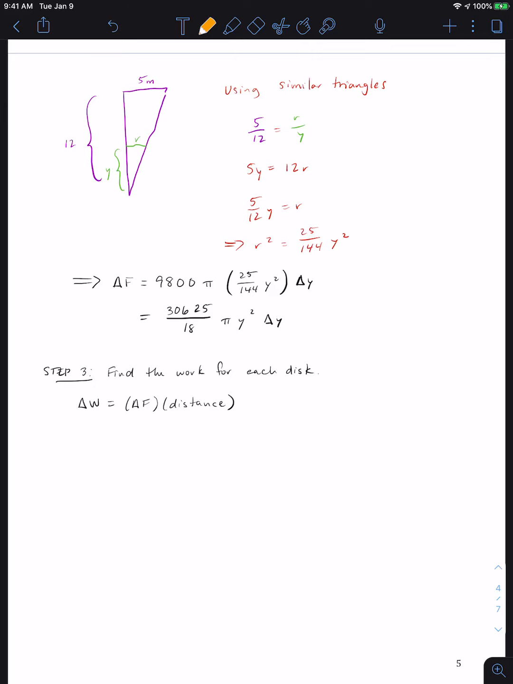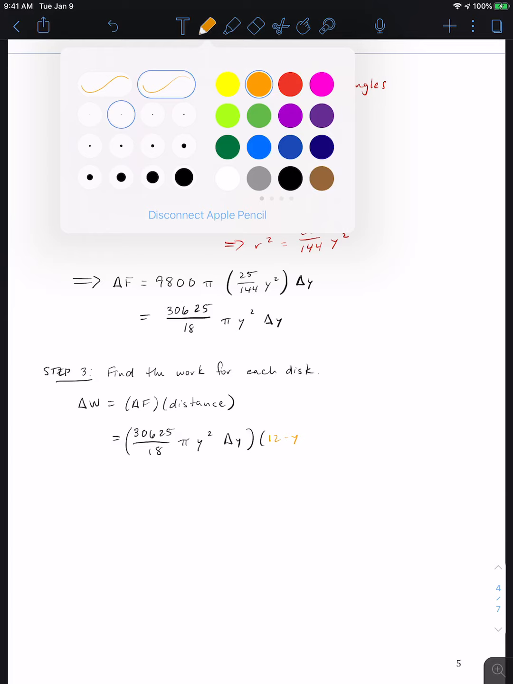Right? So here I get, in my work function, my force is 30625 over 18 pi y squared delta y, and then now I multiply that times the distance, which we said was 12 minus y. I'll use orange so we remember where it came from.